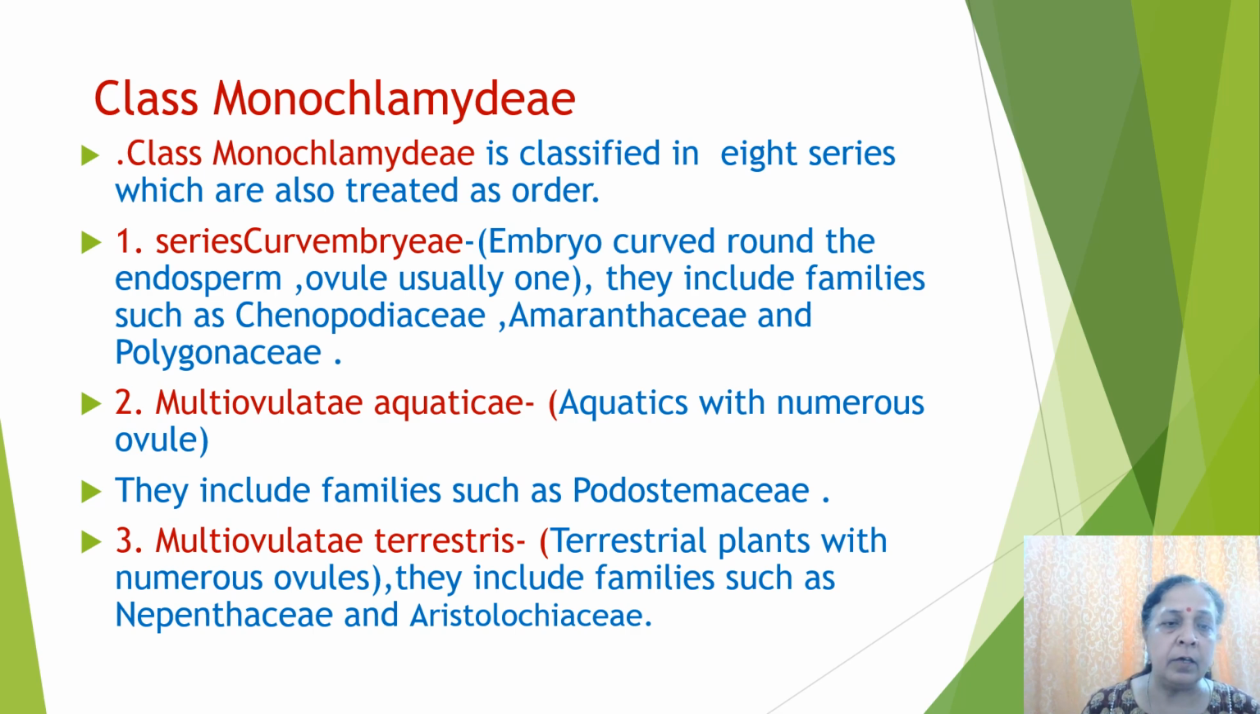The first series is Curvembryeae. Character of this series is embryo curved round the endosperm, ovule usually 1, and this series includes Chenopodiaceae, Amaranthaceae and Polygonaceae families. And next is Multiovulatae aquaticae, where the plants which are aquatic and bear numerous ovules are included in this group, and families such as Podostemaceae. And the third series is Multiovulatae terrestres, where the terrestrial plants with numerous ovules are included, and families such as Nepenthaceae and Aristolochiaceae.